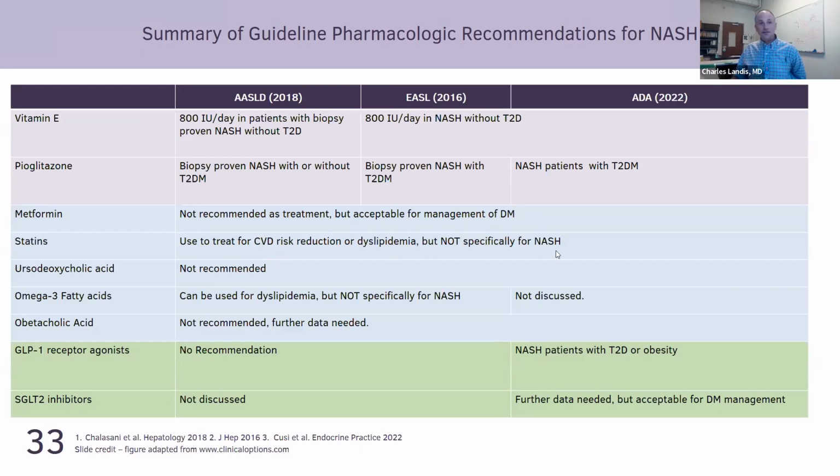Statins, again, not specifically for fatty liver, but there's no limitation on using them. Ursodiol is not recommended. Omega-3 fatty acids can be used, but not specifically for NASH. Obeticholic acid is an FDA-approved medication, which actually had positive phase 3 results, but it's not recommended at this time. And the GLP-1s, there's no recommendation from the European or American guidelines, but the recent ADA guideline does recommend using GLP-1s in patients with type 2 diabetes or obesity and fatty liver disease. And GLP-2s just need further data, but are acceptable for use.